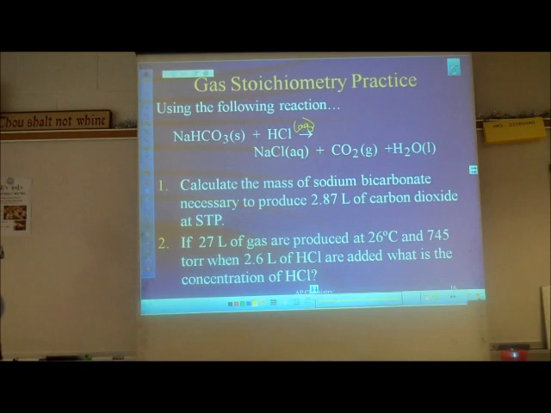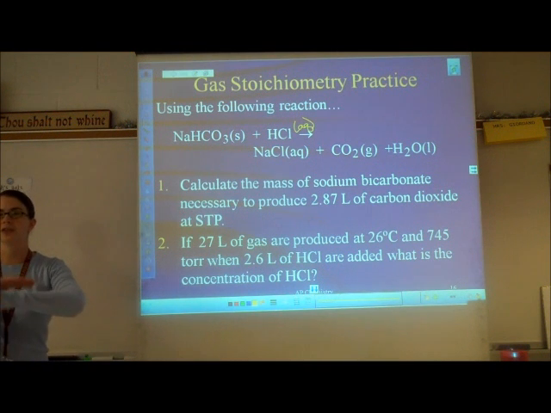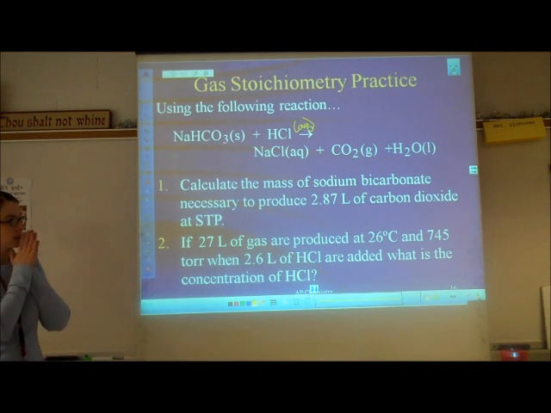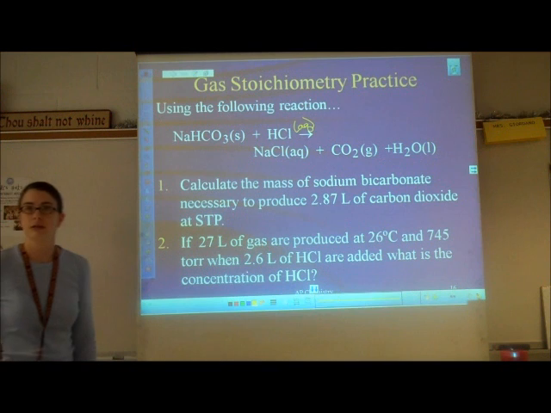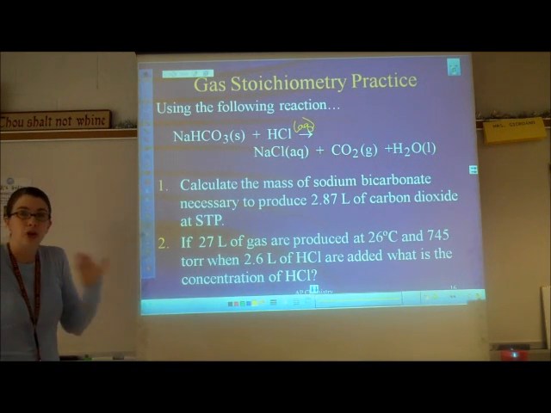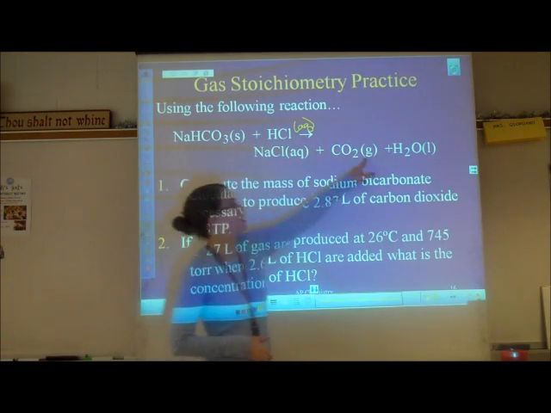Let's look at the second one, however. This one is a little bit more complicated. I'm not going to do it for you, but I want you just to listen. It says if 27 liters of gas are produced, stop right there. What gas are we talking about? How did you know it wasn't H2O gas? I mean, it says product. How come it's not NaCl? How did you know it was CO2? Because it's a gas. You have to pay attention to these things.